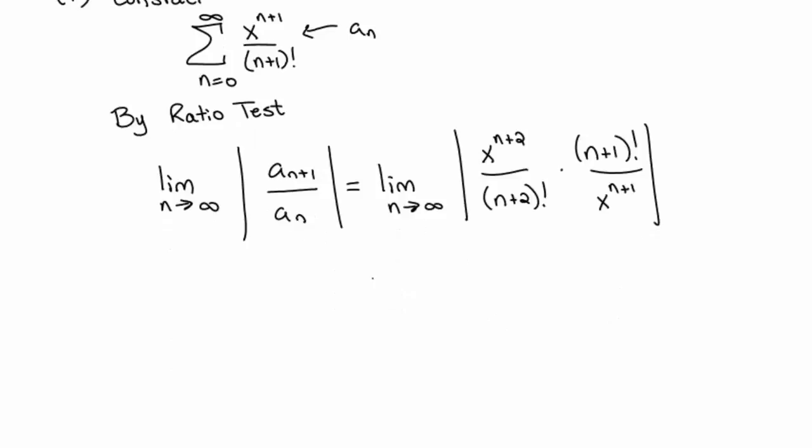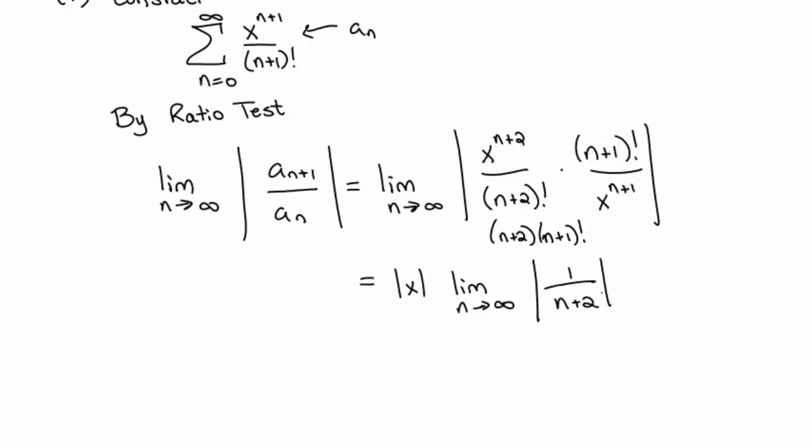And we can clean this up. You will have an absolute value of x that can be factored out. You'll have the limit as n goes to infinity. And again, this is going to be the absolute value of, you already took the x's out, and n plus 2 factorial is the same thing as n plus 2 times n plus 1 factorial. And so you see those cancel. So this is going to be 1 over n plus 2, which is going to be the absolute value of x times 0, which is always less than 1, no matter what.